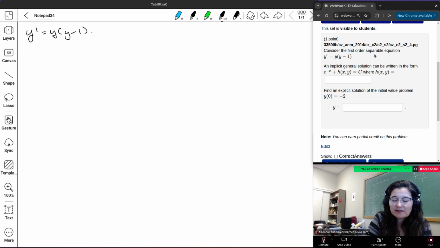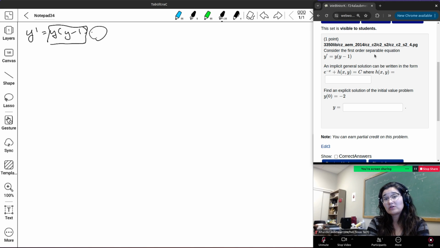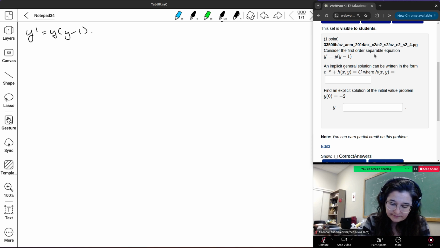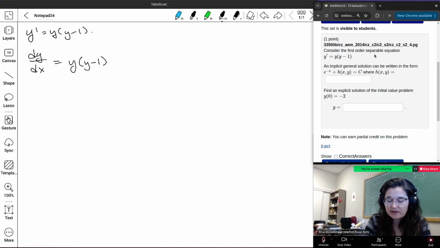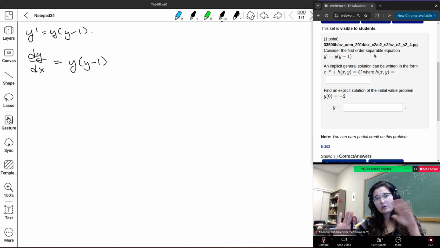So the way I know this is separable is because I see y times y, so I know it's not linear, and I can group all the things that depend on y and all the things that don't. I could move them to the different sides of the equation so it looks like it's separable. For those separable equations, I like to write dy/dx for our derivative, and then we move the y's to the left and the x's to the right.